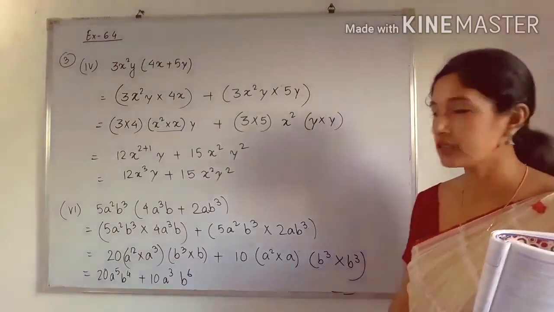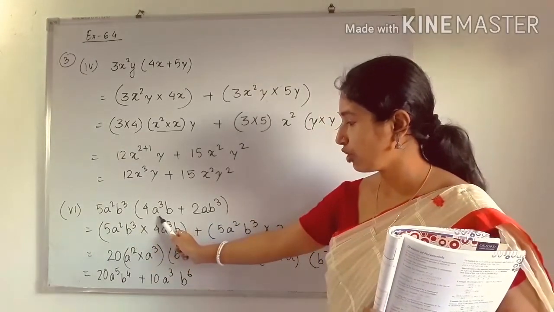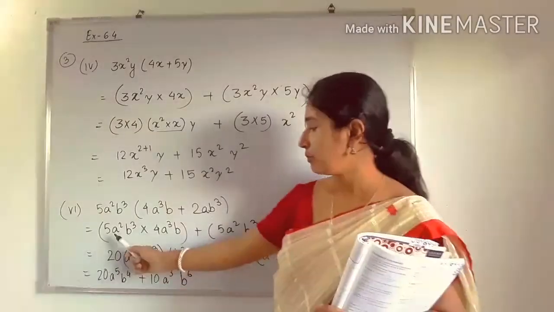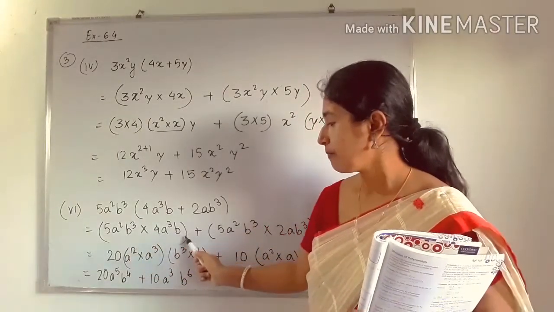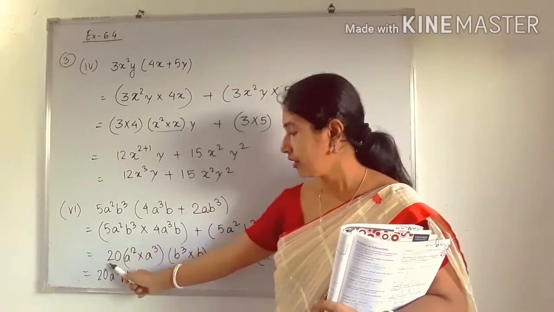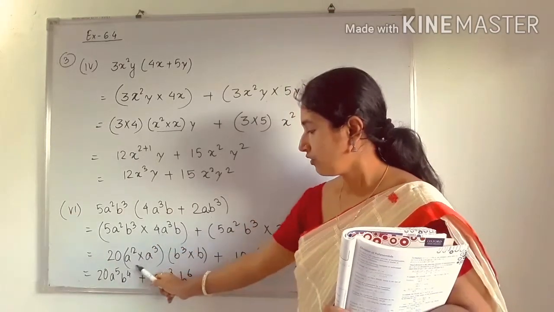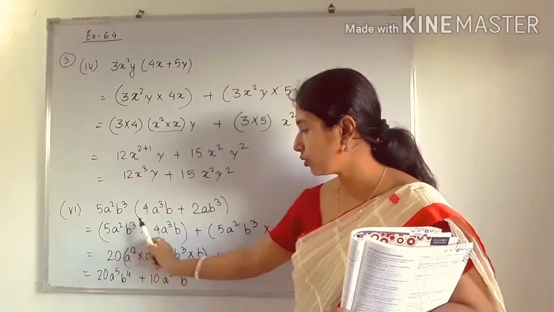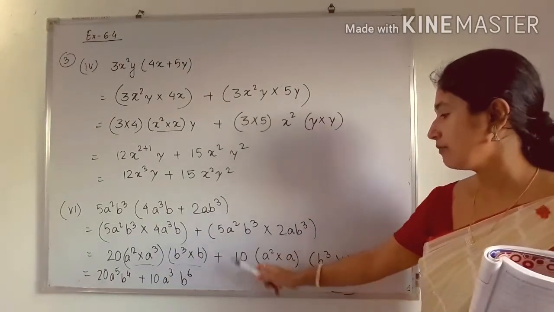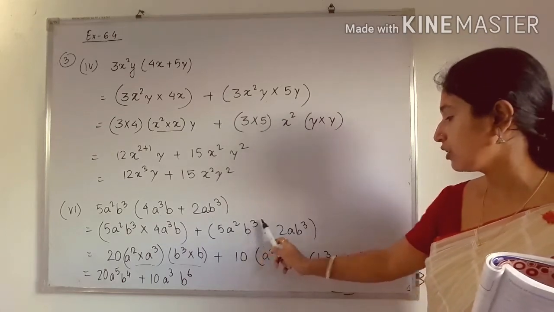Similarly, see number 6. 5a square b cube should be multiplied with 4a cube b respectively. So 5a square b cube into 4a cube b. See here, 5 and 4. First of all, we will multiply them, we will get 20. Then a square into a cube will be written in one bracket, then b cube into b in a second bracket. Similarly, here 5 2s are 10. So a square into a will be in the first bracket, then in the next bracket b cube into b cube.